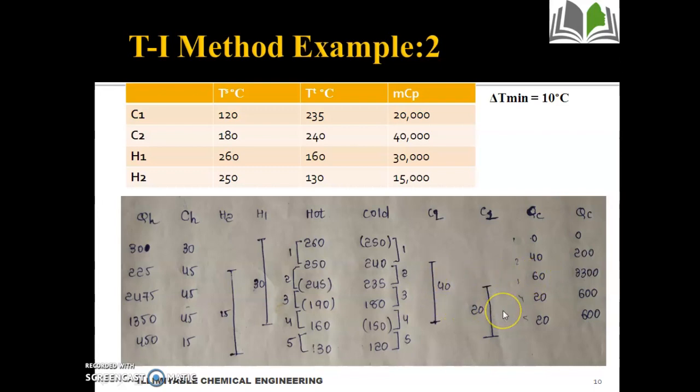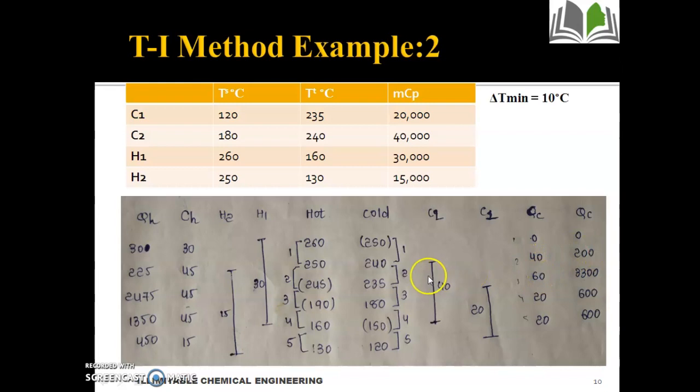In the fourth interval only the C1 stream is present, so it is 20, and in the last, fifth interval, it is also 20 specific heat, right? So we can calculate QC from it. QC means C into delta T, so it is 0 for the first interval. For the second interval, 40 into (240 minus 235), delta T is 5, so it is 40 into 5, 200.